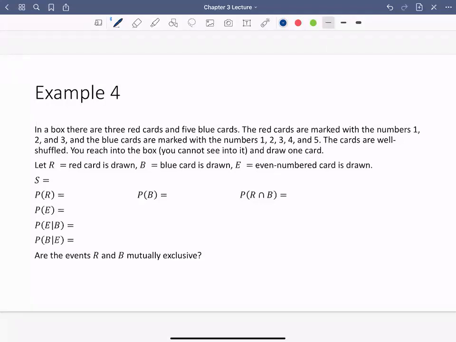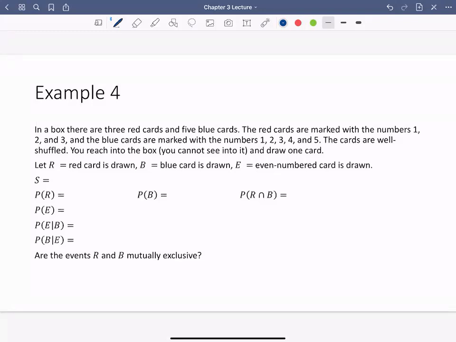So here's what you have. R is a red card, B is a blue card, E is an even numbered card is drawn. So what's the sample space? Well, you have red and blue cards, right? And your red cards are 1, 2, 3, and your blue cards are 1, 2, 3, 4, 5.